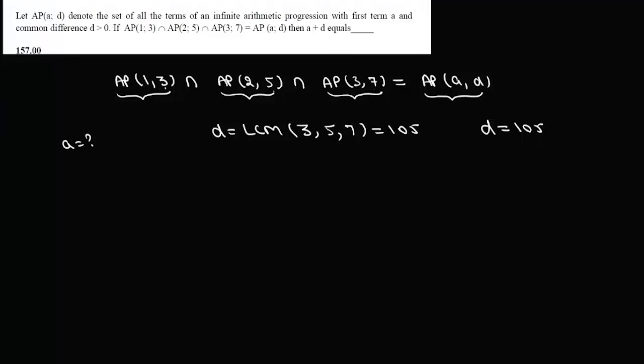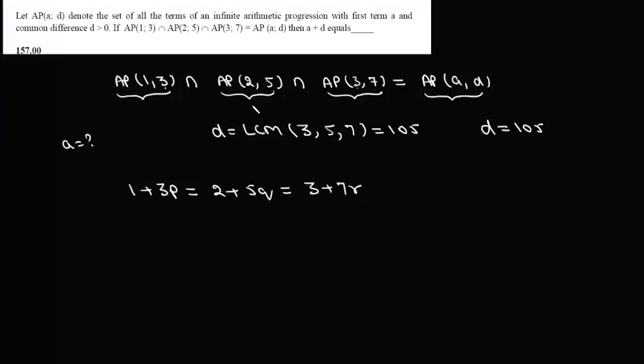Now what we'll do is, in order to find A, we look at the general terms of these three APs. The general term of this first AP we can write as 1 plus (n minus 1) into 3, or we can simply write this as 1 plus 3p, and since we need common terms, it should be equal to the general term of this second AP, which is 2 plus 5q, and it should be equal to the general term of this third AP, which is 3 plus 7r.